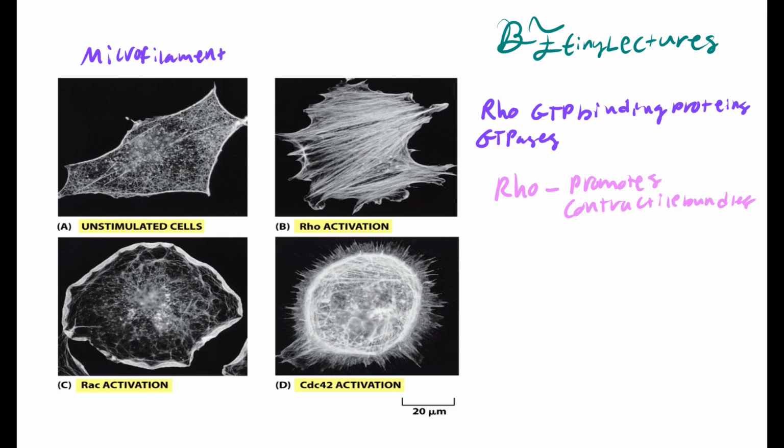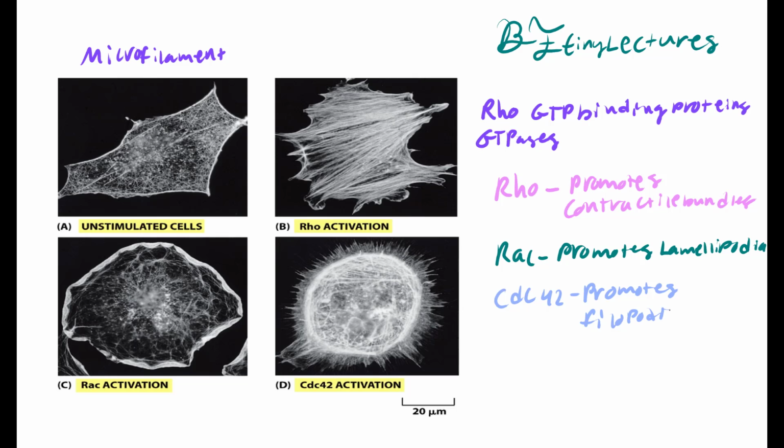The other family member would have to be Rac. So the Rac family member, which is also another GTPase, promotes the lamellipodia, which is cell movement. And the third family member is CDC42. And CDC42 promotes filopodia, which is also necessary for cell movement.